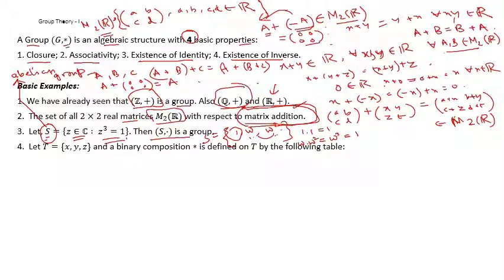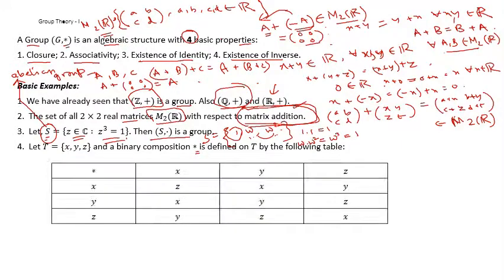Finally, একটা আমরা visual demonstration দিচ্ছি। So T is like this. T has three elements x, y, z. আর একটা binary composition star আমরা define করেছি T এর উপর। This is how we define this binary composition. অর্থাৎ x star x is z, x star y is x, x star z is y, y star x is x, y star y is y, and y star z is z. Similarly, z star x is y, z star y is z, and z star z is x.